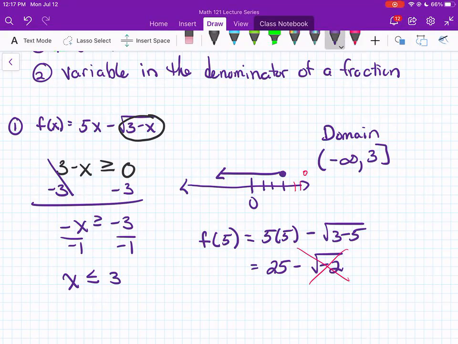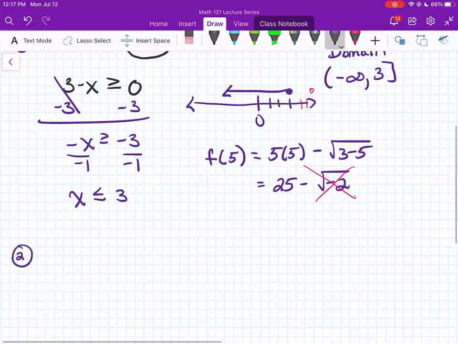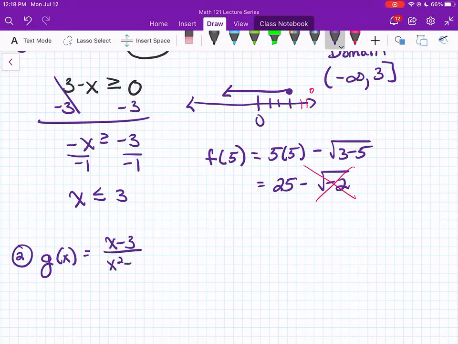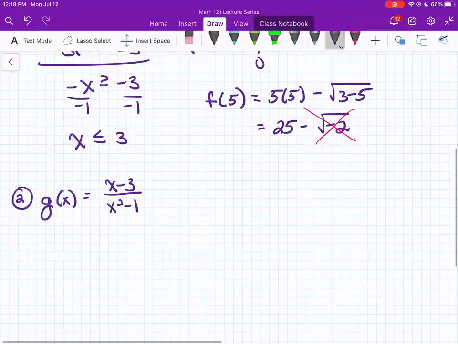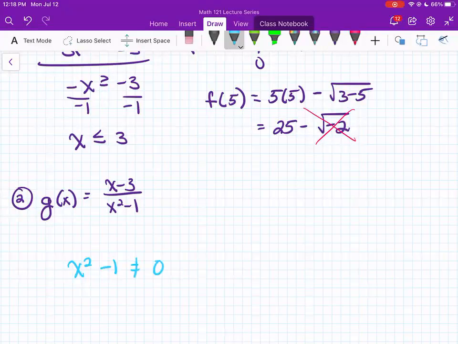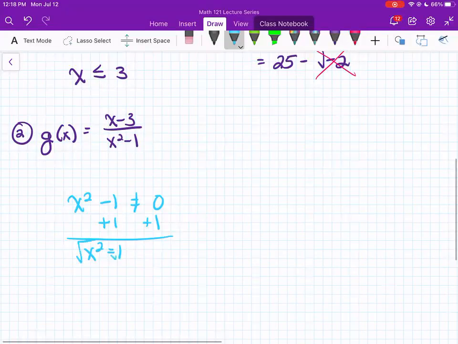The second scenario to look for when determining implied domain is: is there a variable in the denominator of a fraction? So for example, if we see something like this, we have a variable in the denominator of a fraction, and we know denominators can never be 0. In order to determine the implied domain, then, all we're worried about is the denominator, and that denominator can't be 0. Again, we solve for x, so I add 1 to both sides, and I get x squared is equal to 1. I take the square root of both sides, and don't forget that plus or minus, so x cannot be plus or minus 1.